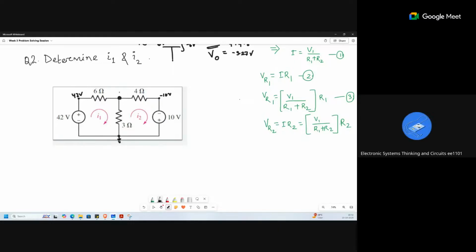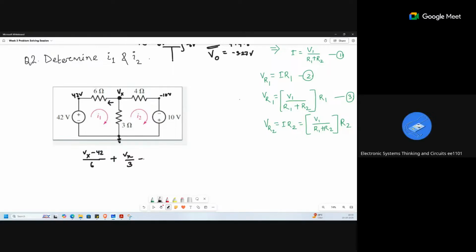So here, have you assigned any nodal voltage? Yes, ma'am, Vx for example. I found that voltage to be 6 volts. How did you calculate? Ma'am, (Vx minus 42) upon 6, plus (Vx minus 0) upon 3, and then (Vx minus (minus 10)) upon 4. That means you are taking the currents leaving the node.